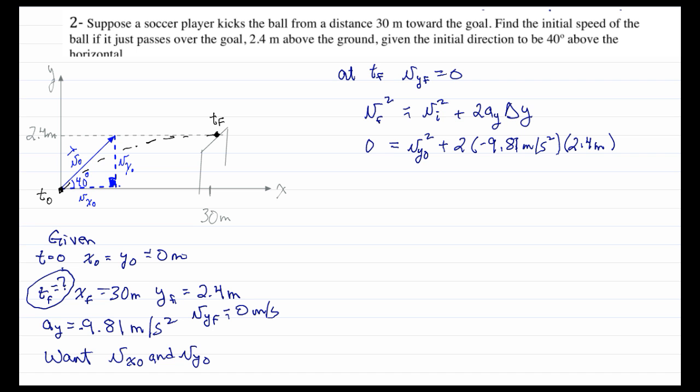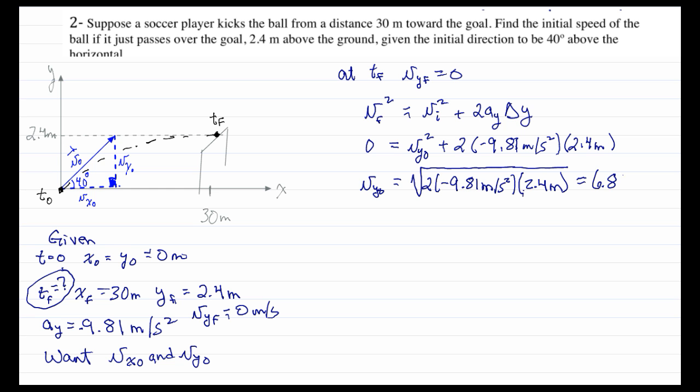Okay, this gives us an initial y velocity of the square root of 2 times negative 9.81 meters per second squared times 2.4 meters. And if you plug that into your calculator, that gives you 6.86 meters per second. So we found our initial y velocity.